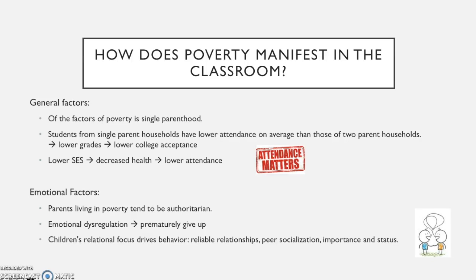To add to all this, you now have emotional factors that manifest in your classroom. First and foremost, many of these kids' parents tend to be authoritarian, and the last thing that you want to do is to bring that authoritative attitude into your classroom. You want that student to feel like it's a safe space for them. You don't want them to feel like they need to avoid it.